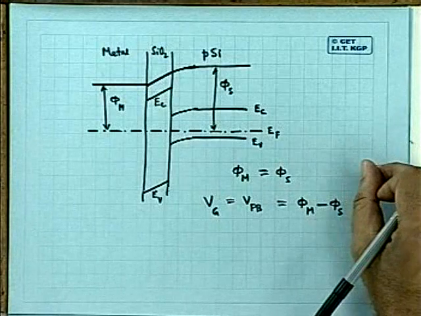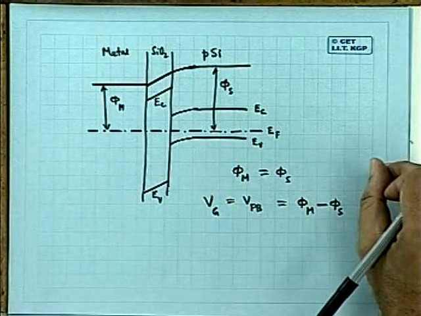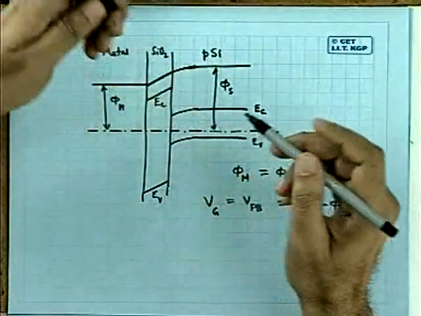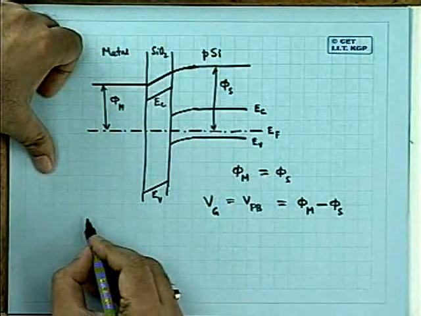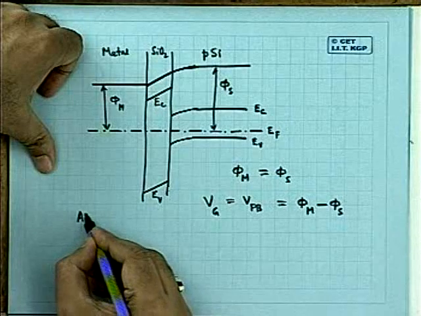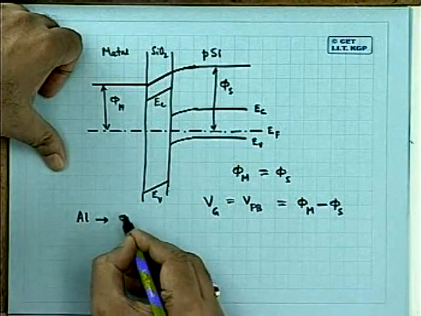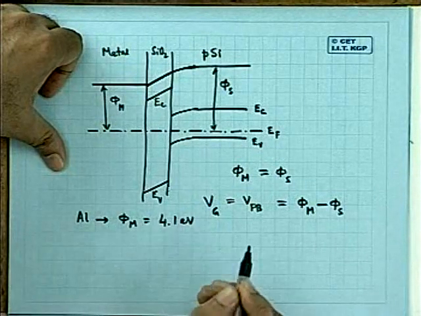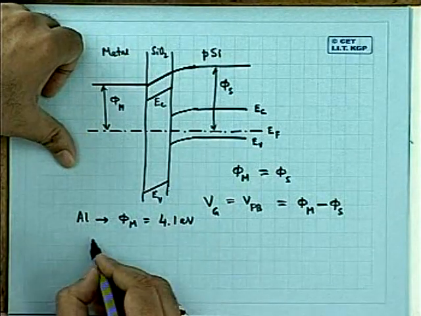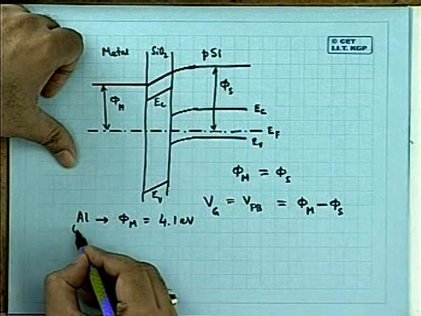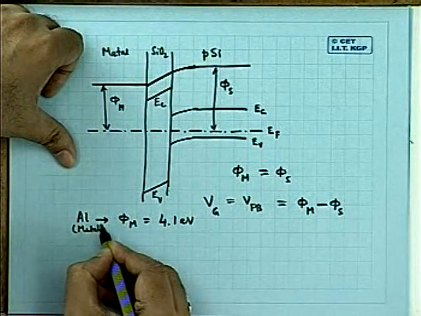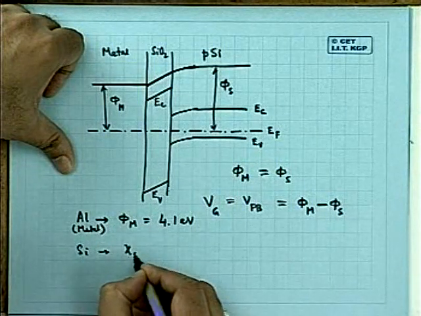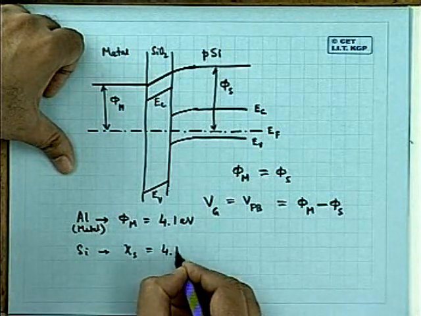Okay? You see that normally, let me tell you, you can note down for an aluminum system, phi m is around 4.1 electron volt. This is for aluminum metal. For silicon, chi s is around 4.15 electron volt.